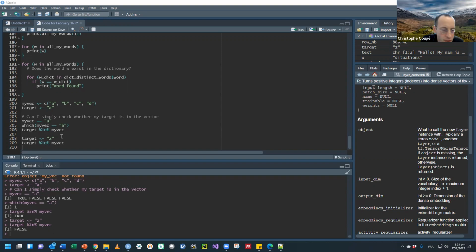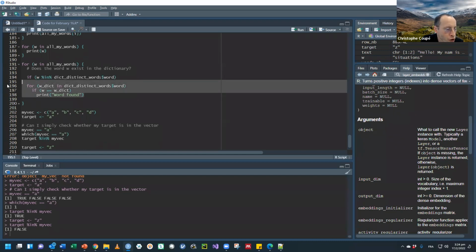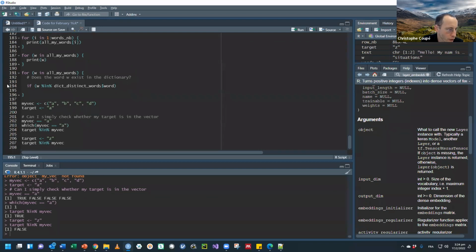It is not very difficult to do. We can simply use this in between percent signs. There are many, many ways to achieve the same result. I just want to show you a simple way to do it. So here, what we could do is ask if the word appears in the words of the dictionary. That's how we can do the test to check whether the word is here or not.